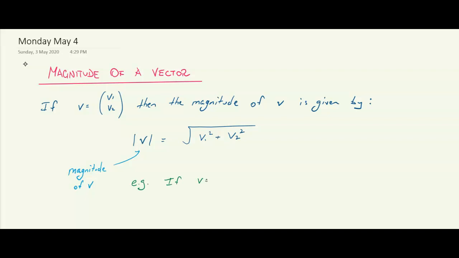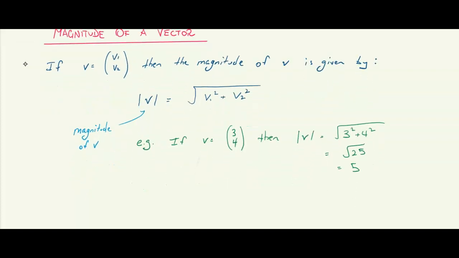So, a nice little example would be if v is equal to (3, 4), then the magnitude of v is equal to the square root of 3 squared plus 4 squared, which is the square root of 25, which is 5. Okay, no big deal there.